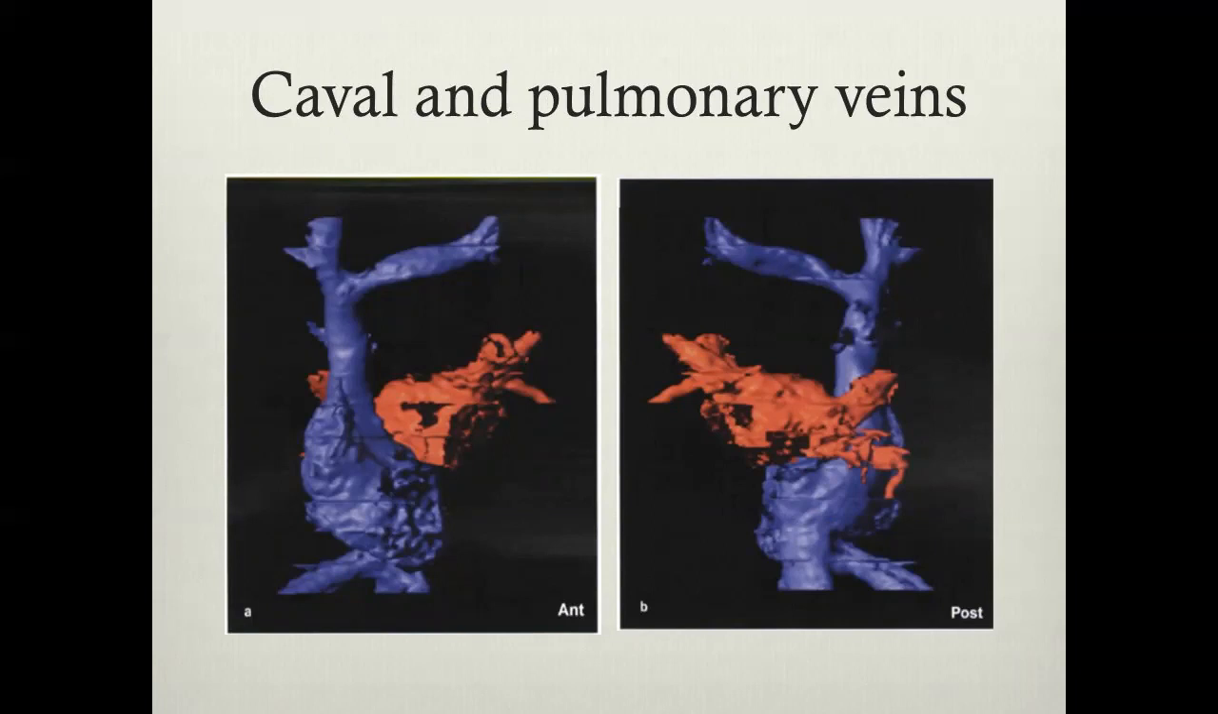Let's rotate this, and now we see it from the back instead of the front. So which vein is this? Left atrium, right upper, and this? Okay, so notice how closely related that right upper pulmonary vein is to the SVC, to the sinus venosus.